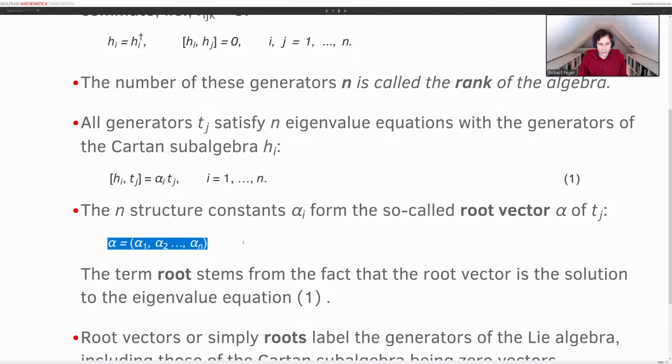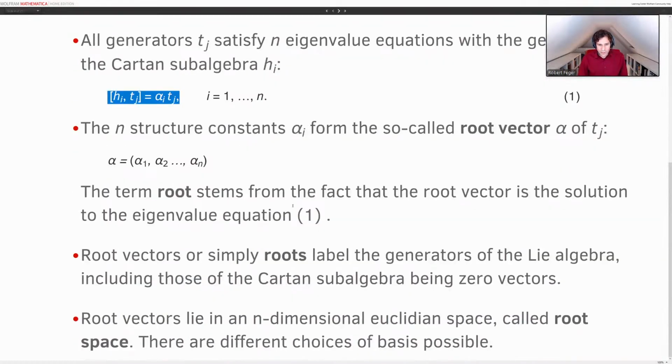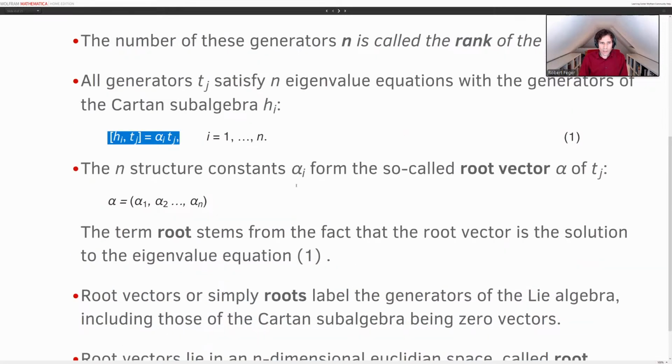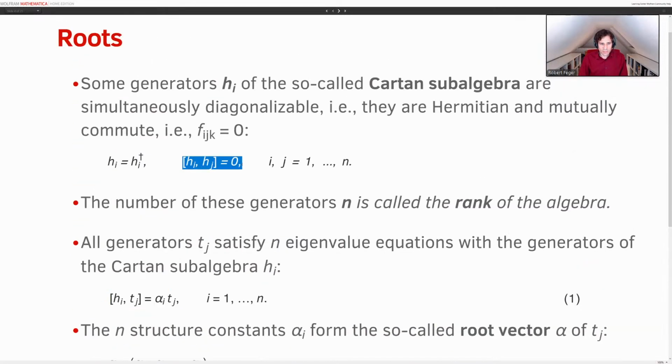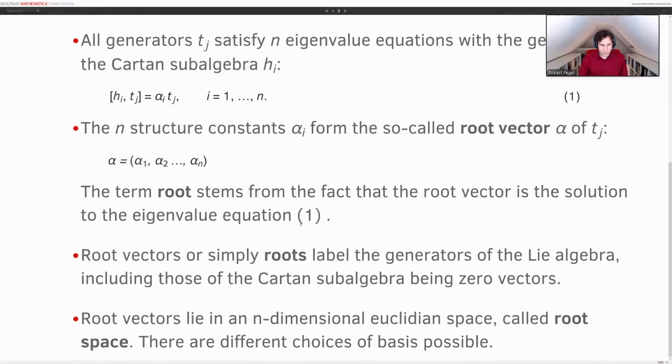And the term root stems from the fact that the root vector is the solution to this eigenvalue equation. The root vectors, or simply roots, they label the generators of the Lie algebra, and even the same is true for the Cartan subalgebra, where they are all 0 because of this here. Root vectors, they lie in an n-dimensional Euclidean space, which is called the root space, and there are different choices of bases for them possible.